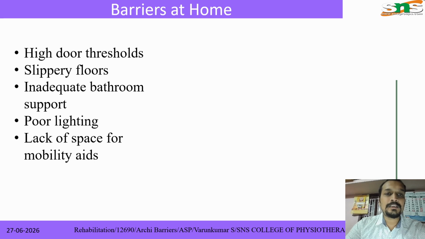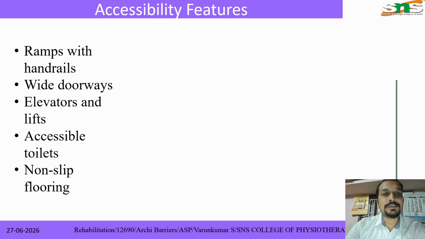Now we see the barriers at home. There will be high door thresholds, slippery floors, inadequate bathroom support, poor lighting, and a lack of space for entering with mobility aids. These are the barriers, or physical obstacles, that the patient feels at their home in terms of accessibility and mobility.